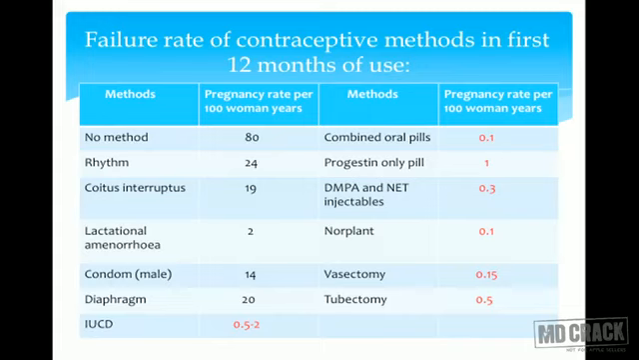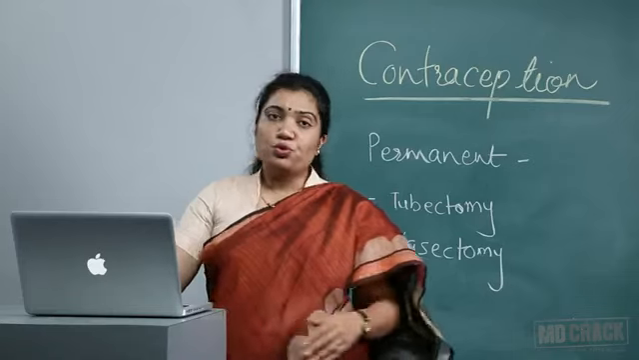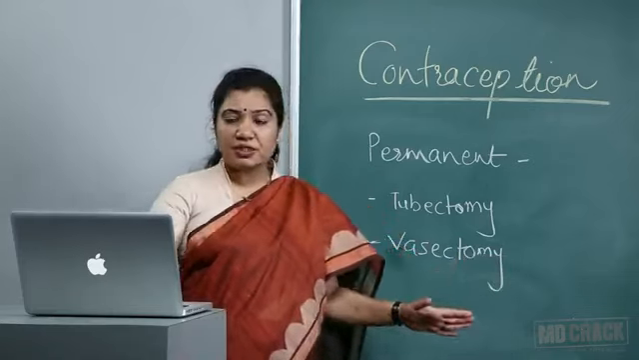Coitus interruptus has 19. Lactational amenorrhea 2. Barrier method, condom has 14 as a failure rate. And permanent method has 0.1 to 0.5. Now let's move towards the permanent method of sterilization.